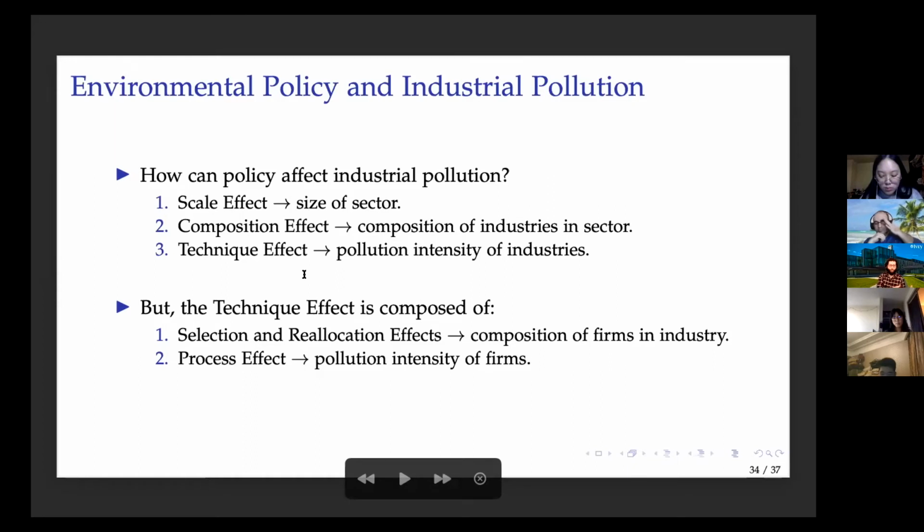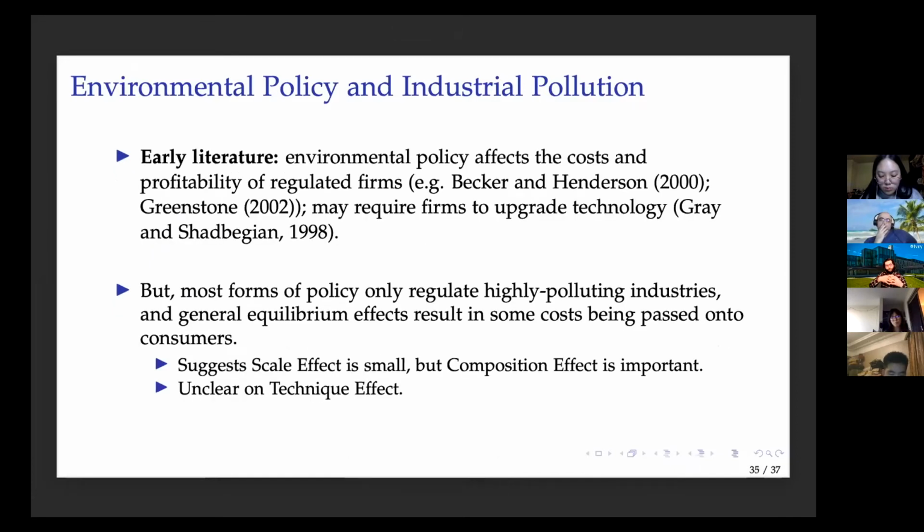And as we just said, we know the technique effect is composed of selection and reallocation, changes in the composition of firms within an industry, as well as the process effect. So if we think about the literature on this, the early literature essentially looked at environmental policy's effects, not through this framework, but by trying to understand how policy affects the costs and profitability of regulated firms. And the basic implication is it should increase costs and make firms less profitable. And it may also require firms to upgrade technology.